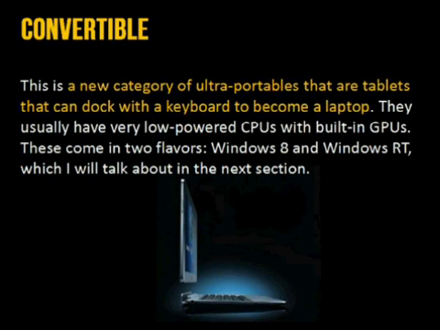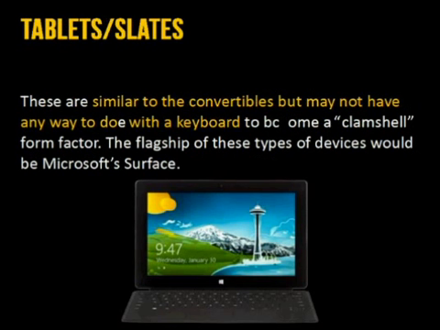And then the last is going to be tablets and slates. So these are full, just tablet devices. They don't have any docking type of keyboard. The Surface would be the exception, where the Surface actually has a keyboard cover, but it's not really in the same class as the convertibles. And these ones are just your typical, similar form factor to any Android or iOS tablet that you would see.